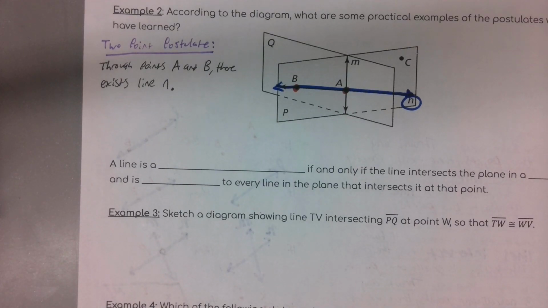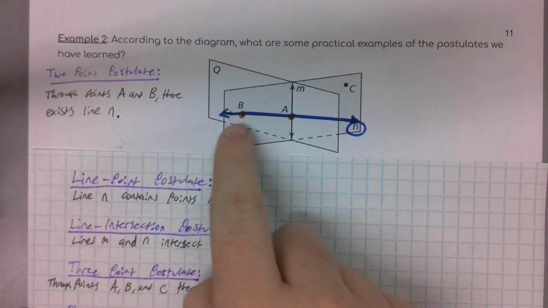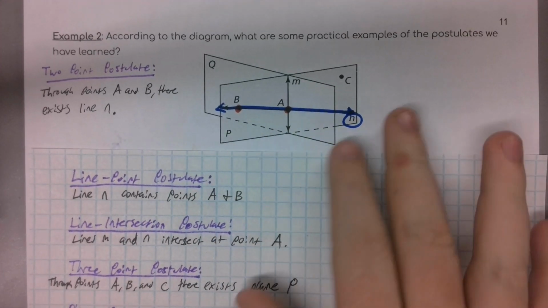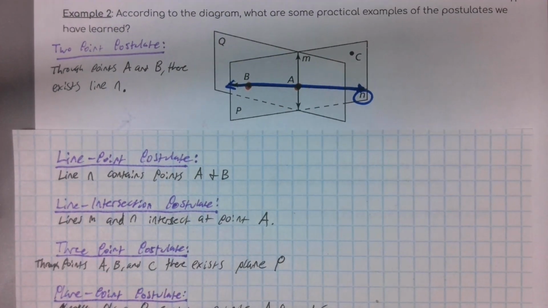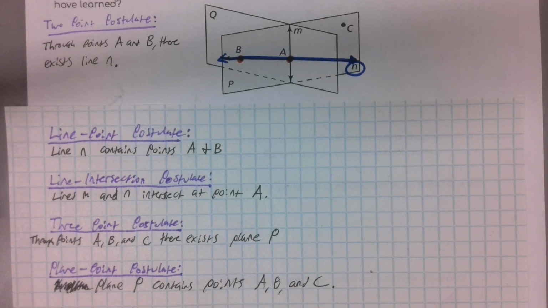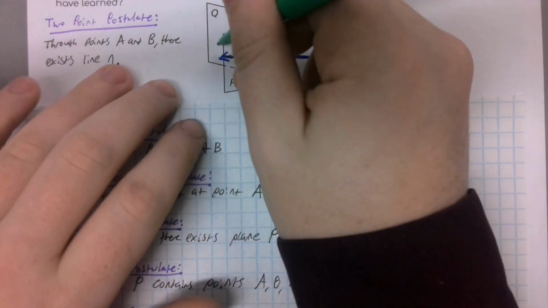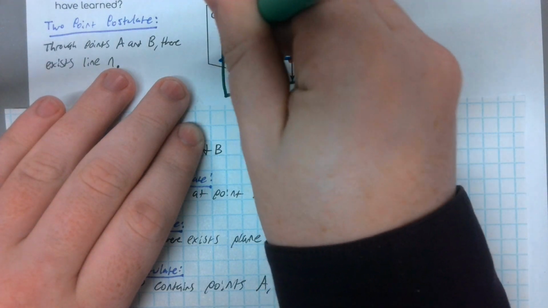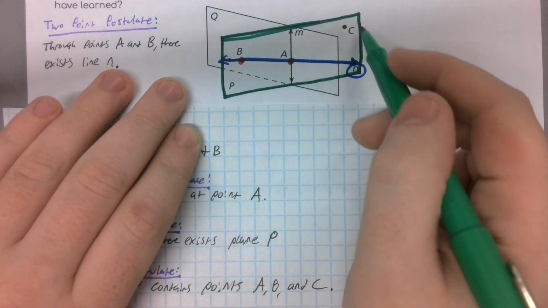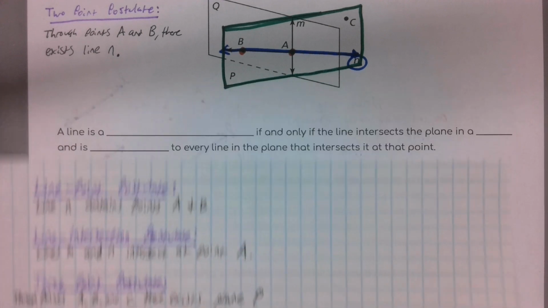How'd you do? Let's take a look at some of these postulates. The line point postulate says that line N, blue, contains points A and B. The line intersection postulate tells us that lines M and N intersect at point A. The 3-point postulate says that through points A, B, and C, there exists a plane, and that plane that has all 3 of them on it happens to be P. Don't be fooled, plane Q only has A and B, C is on the different one. The plane point postulate is the opposite, which says that plane P contains points A, B, and C.